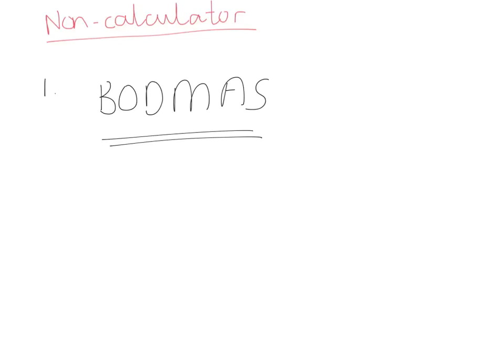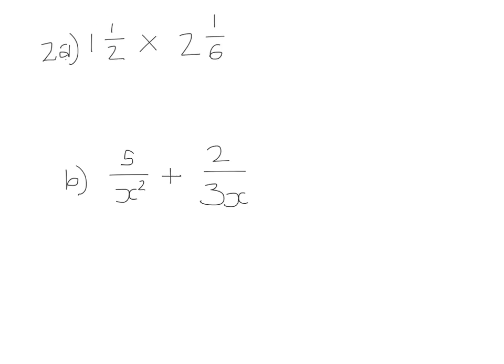in the correct order. Question 2a is multiplying fractions, so your first step is to make them improper fractions. Once you have them as improper fractions, all you do is multiply the two numbers at the top and then the two numbers at the bottom. So you'll end up with two steps.